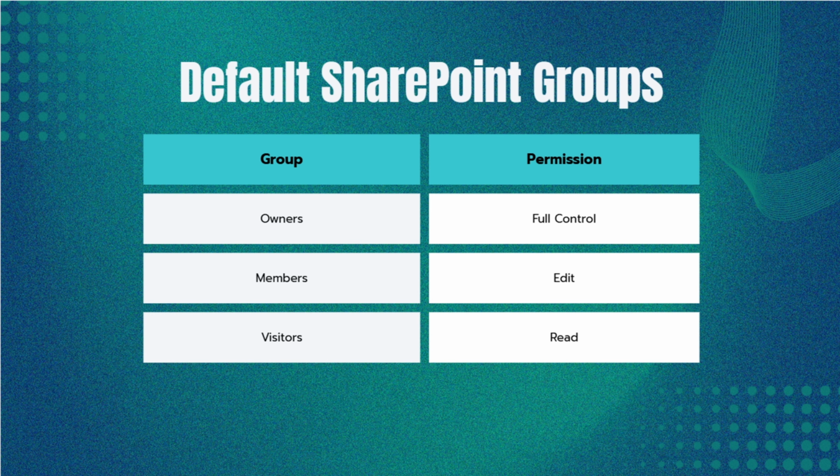These are the default SharePoint groups. We have three default SharePoint groups: owners, members, and visitors. Owners have full control over the site. Members can edit, and visitors can read the file only. So default groups make permission management easier and more structured.